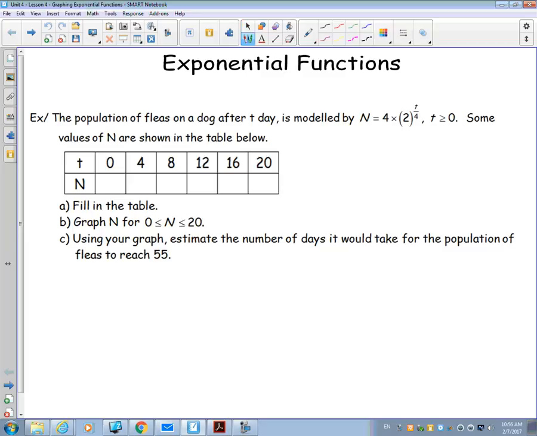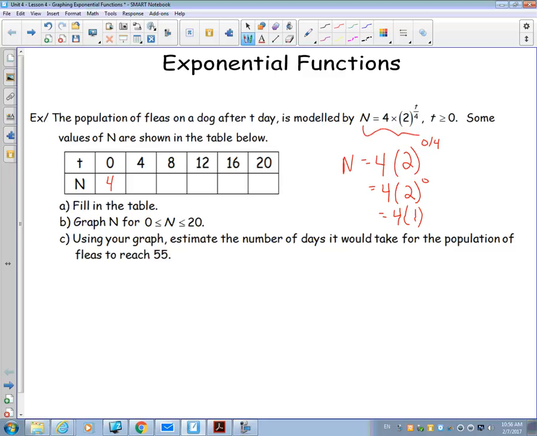The population of fleas in a dog after t days is modeled by this equation right here. I want to fill in some values in my table. So when t is 0, how many fleas do we have? Well, we end up with 4 times 2 to the 0 over 4. In other words, 4 times 2 to the 0. Anything to the power of 0 always equals 1. So 4 times 1 is 4 fleas to start.